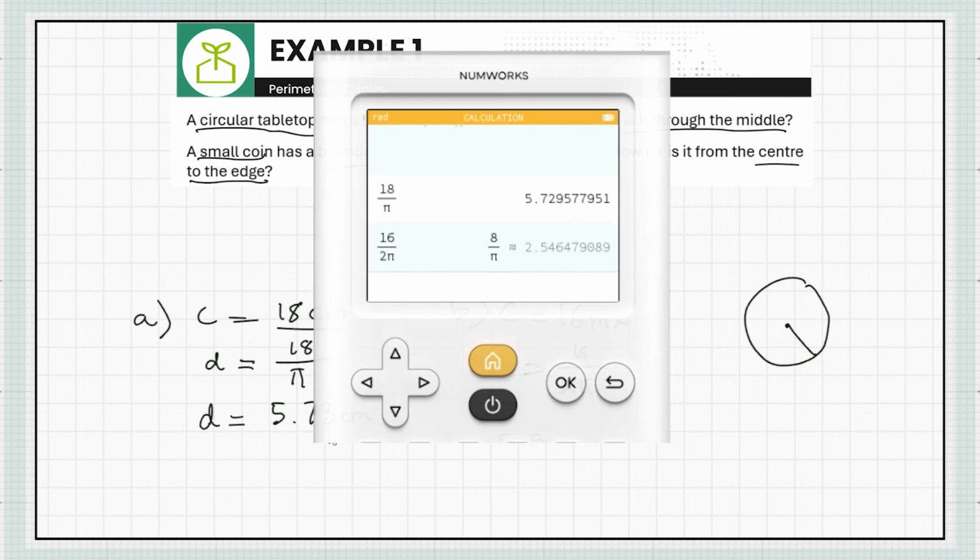Alright, so after we've done that, we get a radius of 2.546, and if we were to round that to 2 decimal places, we get 2.55.